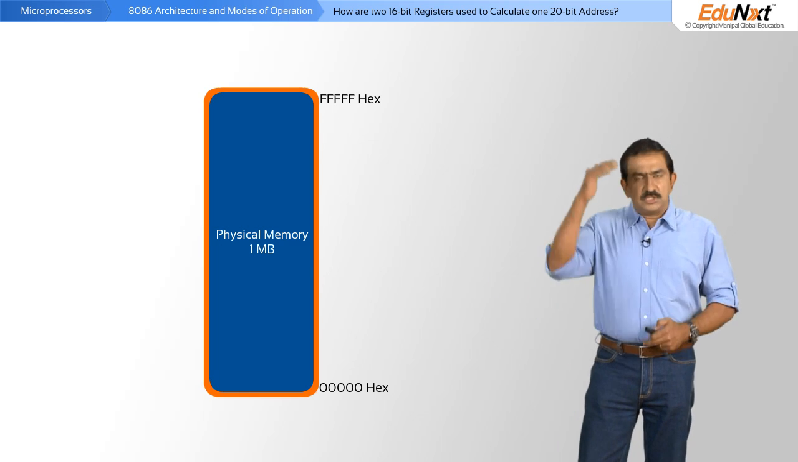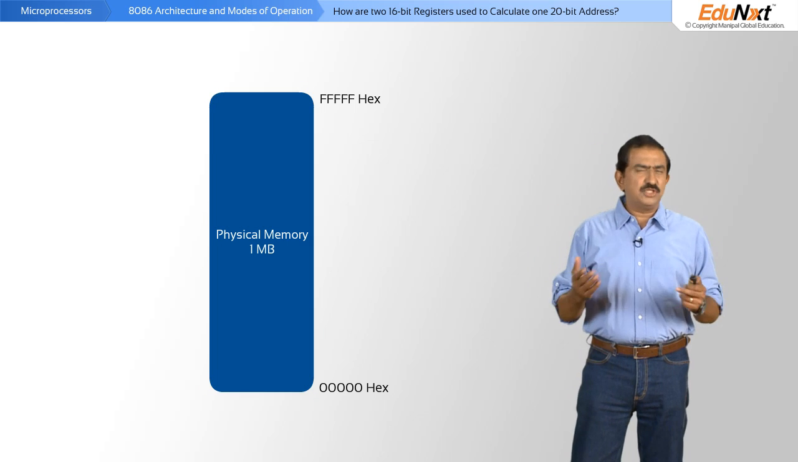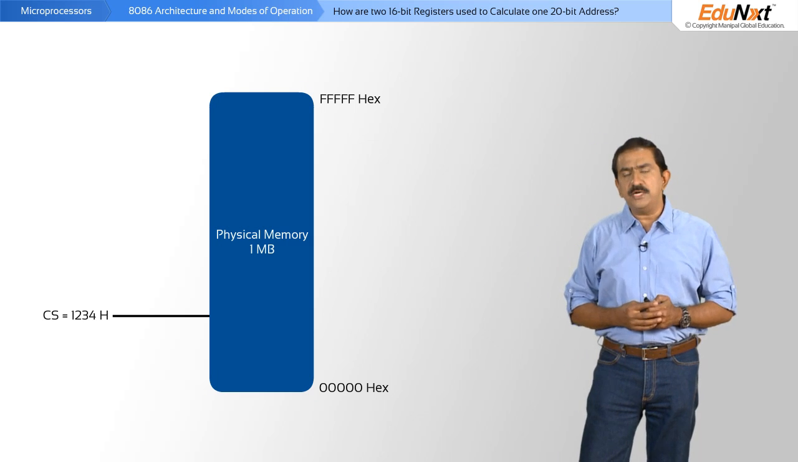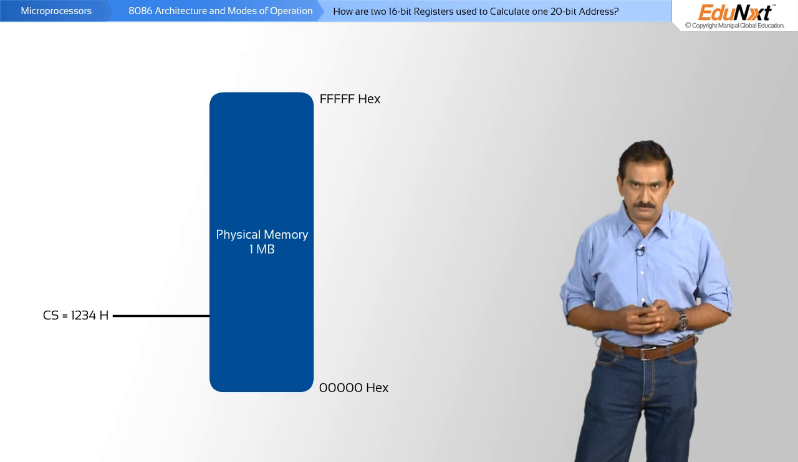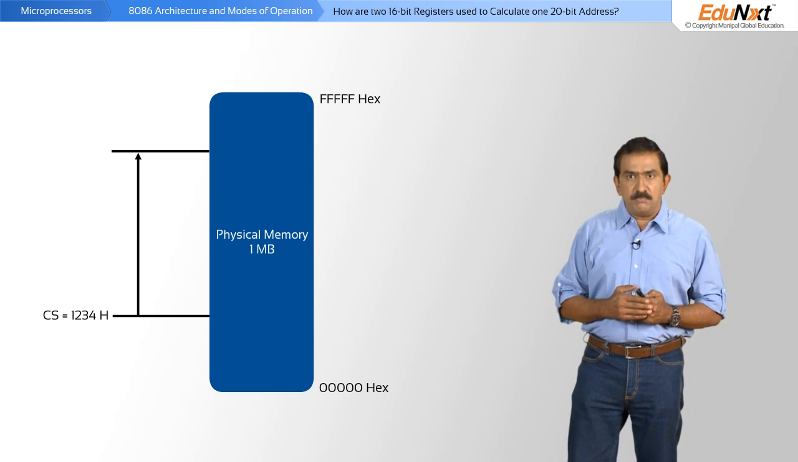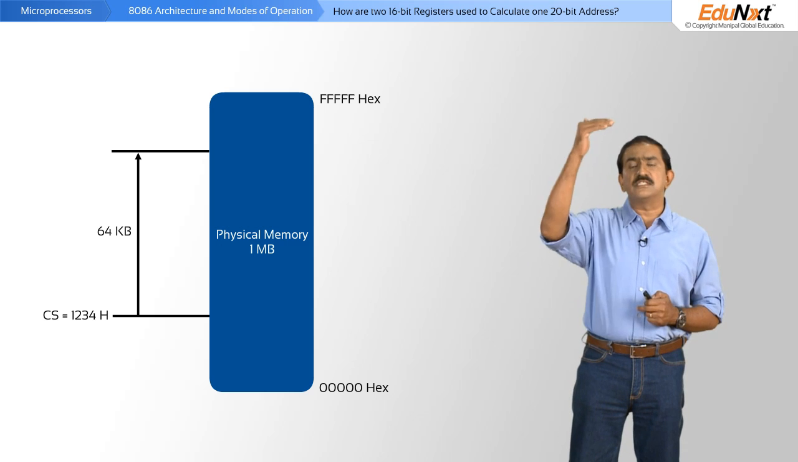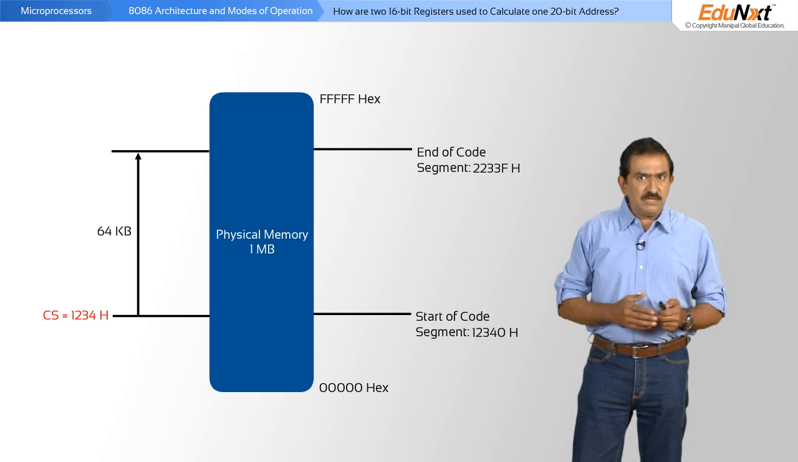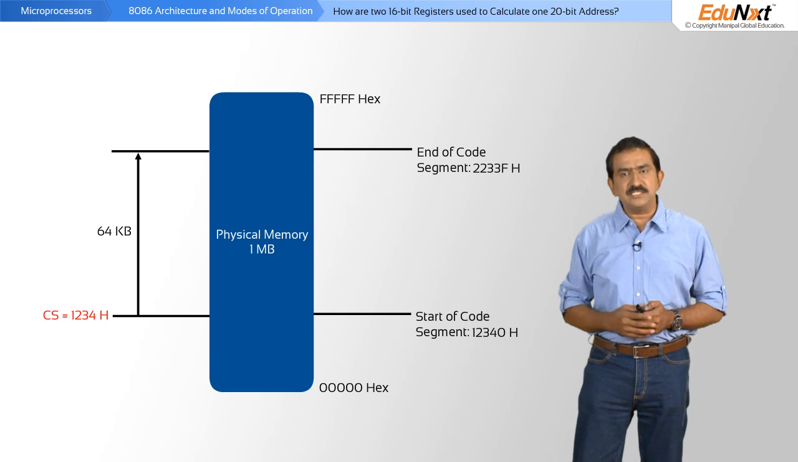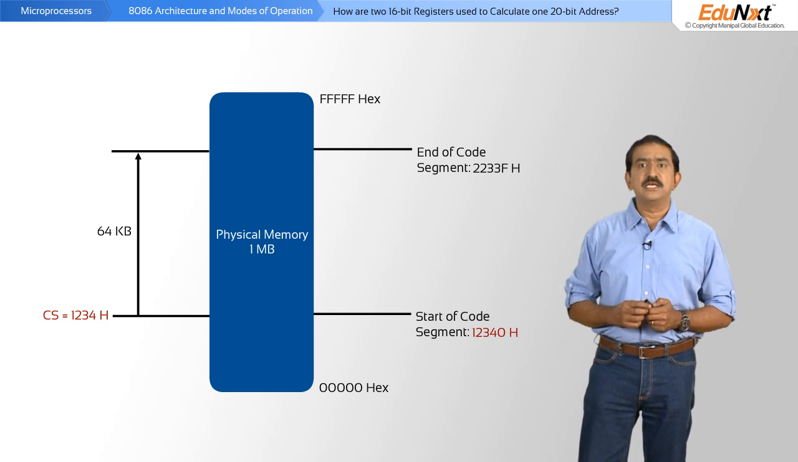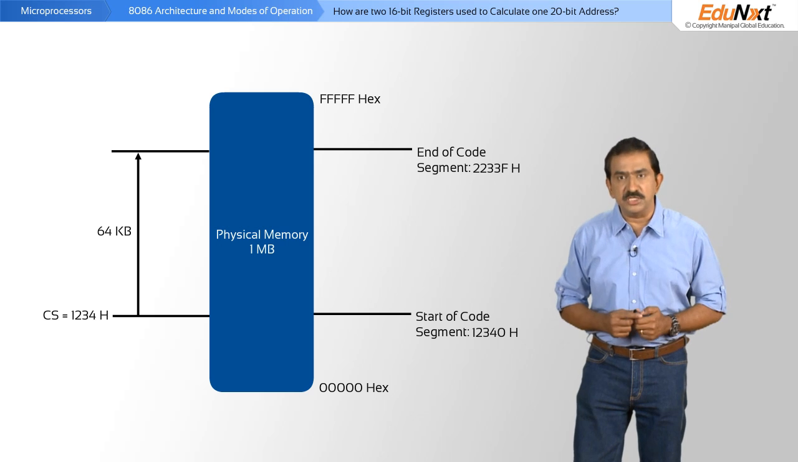This is the complete address space. Let's assume that the code segment register, the CS, points to 1234 hex. And then from there, because it's a 16-bit register, you can access 64 kilobytes of memory location. But 1234 hex is actually translated into 12340 hex by the address compute engine.